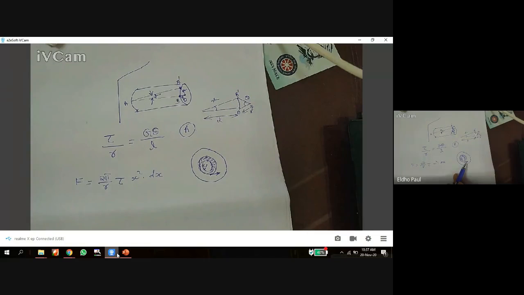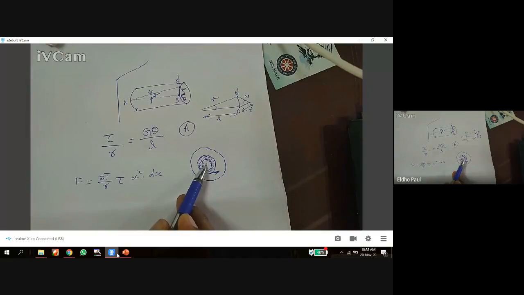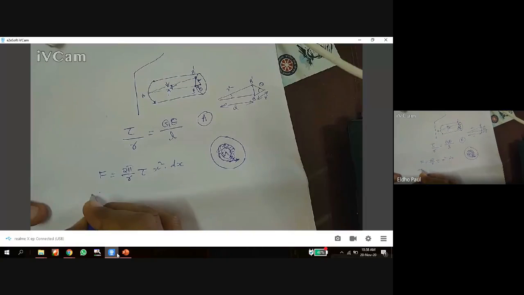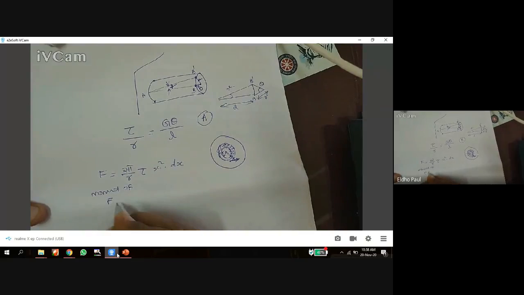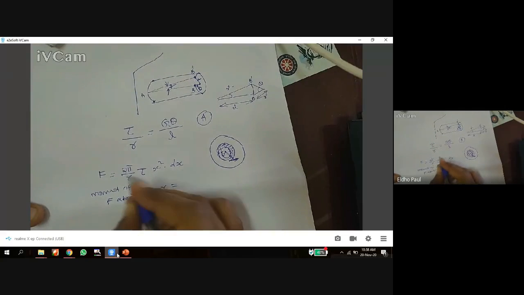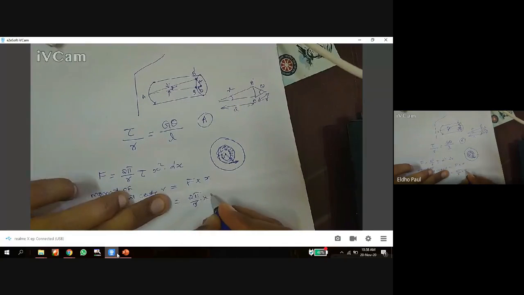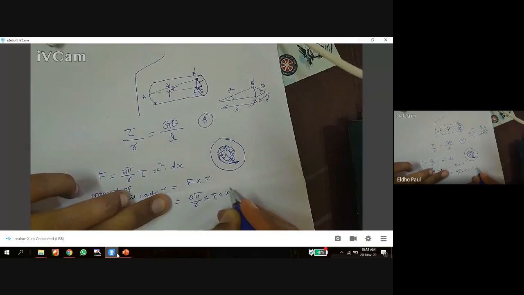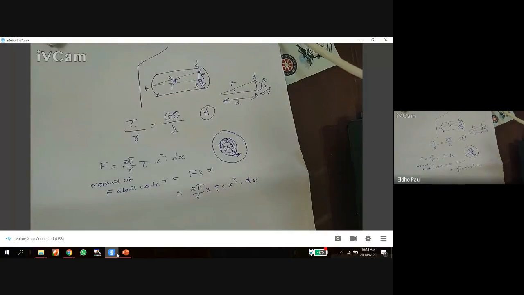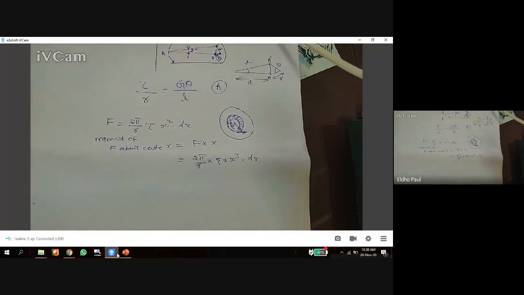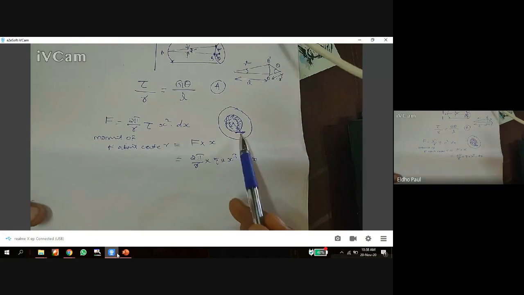This shear force makes a moment with respect to the center. So moment is equal to force into perpendicular distance. Here the perpendicular distance is x. So the moment of F about the center is equal to F into x, that is equal to 2 pi by r into tau into x cube into dx. That is the moment of the force F about the center.